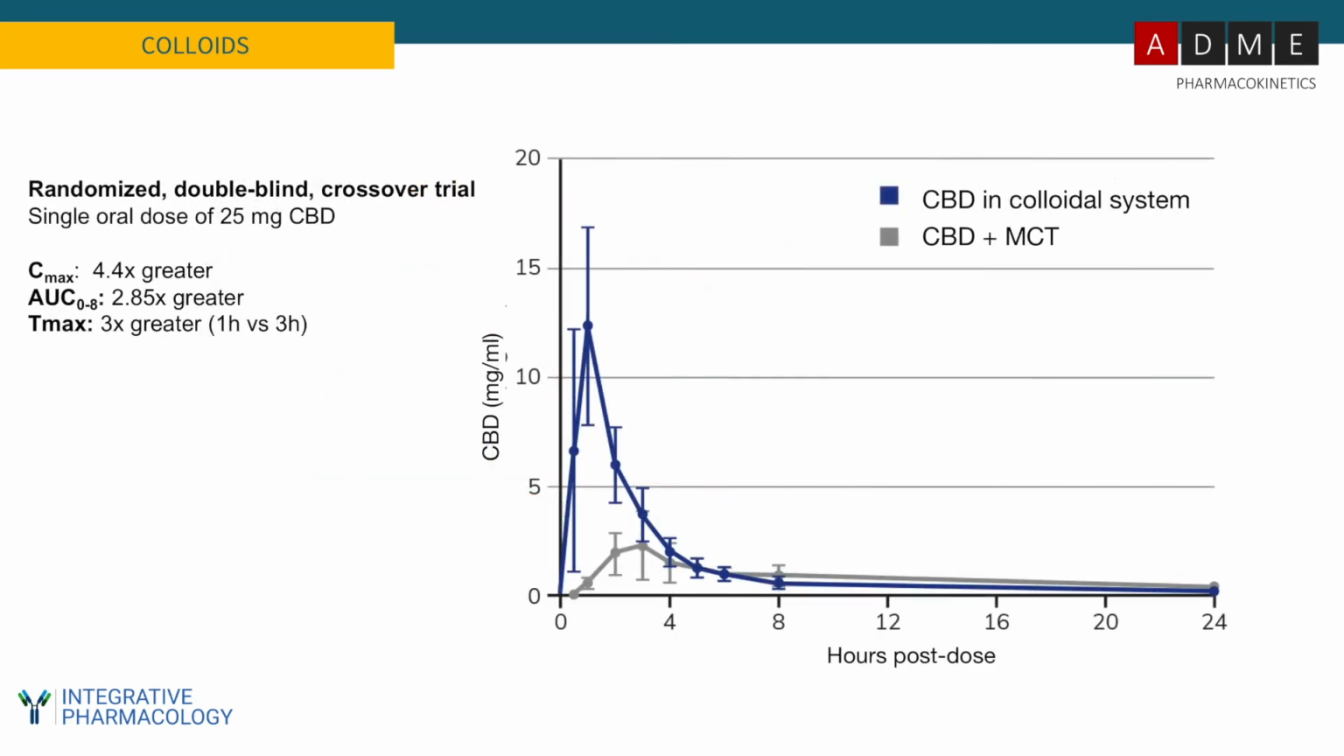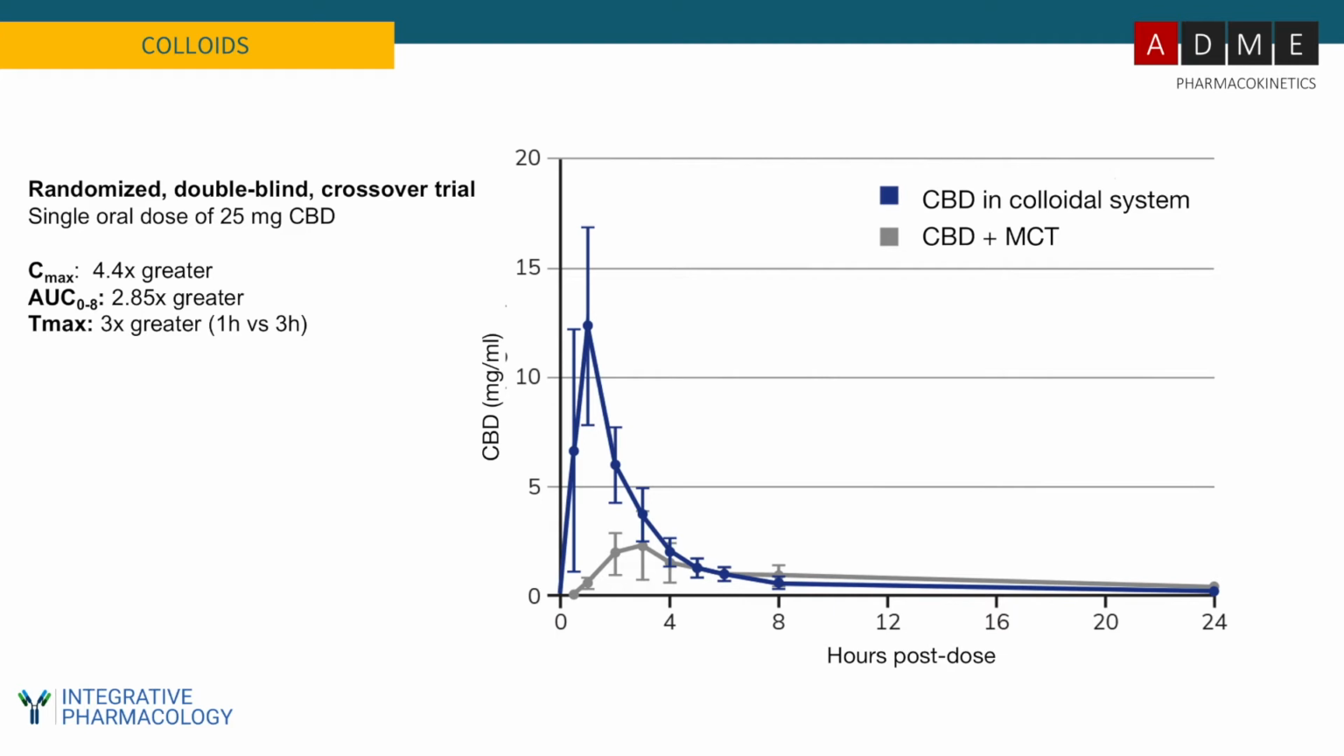I will mention that the Vesisorb system has been successfully validated for a variety of lipophilic compounds, including cannabidiol or CBD. Here we have results from a randomized double-blind crossover trial in which a single oral dose of 25 milligrams of CBD was given to healthy volunteers, compared to a standard formulation where CBD was just mixed with medium-chain triglycerides. CBD in the colloidal system had a much higher peak plasma concentration, a much higher area under the curve, and a faster absorption profile.